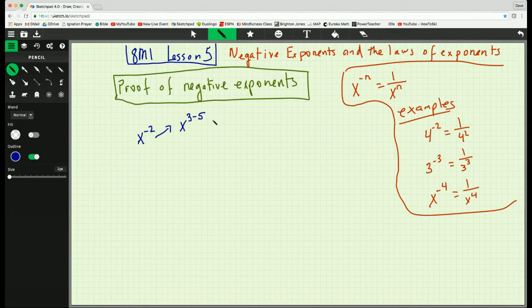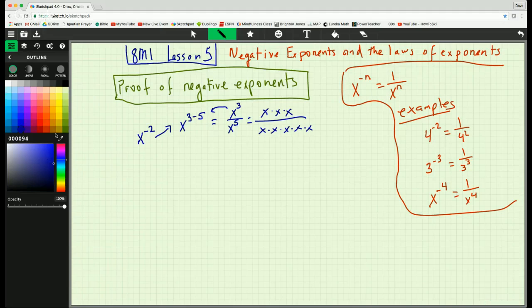And now if I undo the exponent rule, if I undo our quotient rule, I could say that this is equal to x to the 3 over x to the 5. Because we know how to do it going this way. That would be x to the 3 minus 5, but we can go backwards like this, and then we can expand. Now we're going to go x times x times x over x times x times x times x times x, and now we're going to cancel.